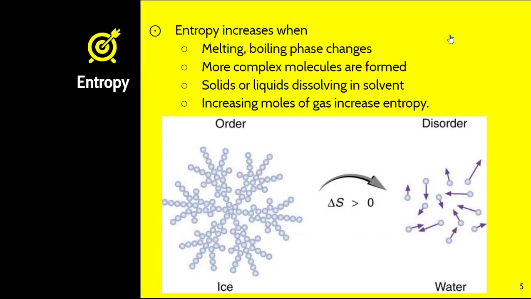Entropy increases when melting and boiling phase changes occur. Melting, we're going from ice to water. So the disorder increases because we're going from a solid to a liquid. The same thing with boiling, we're going from a liquid to a gas. Entropy increases when we form more complex molecules. There's a lot more detail that's associated with that, but molecules tend to vibrate even within their own molecules, the atoms do. And so more complex molecules tend to mean more disorder.